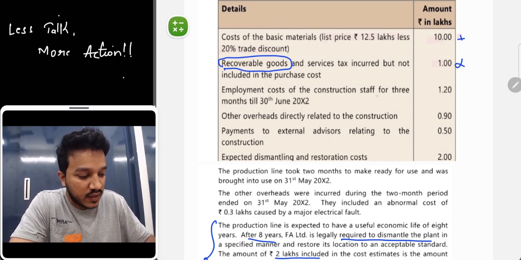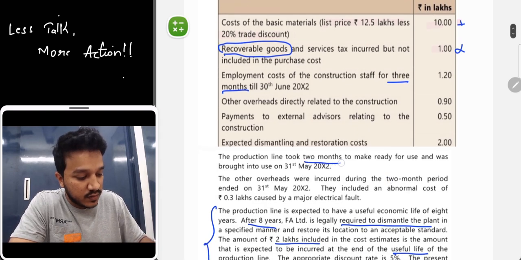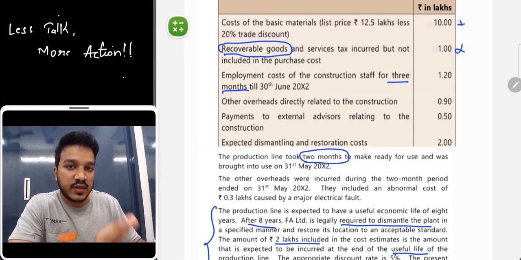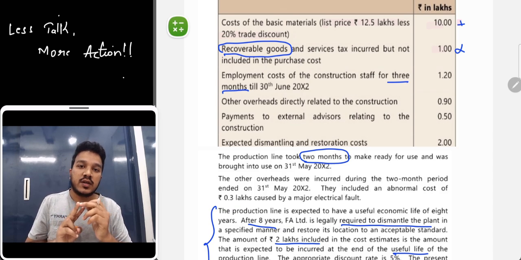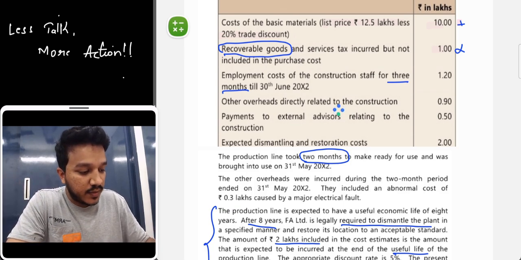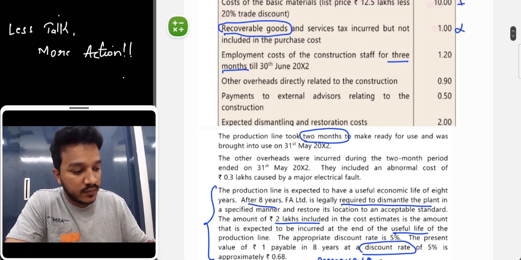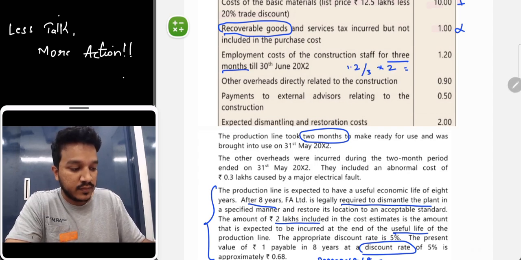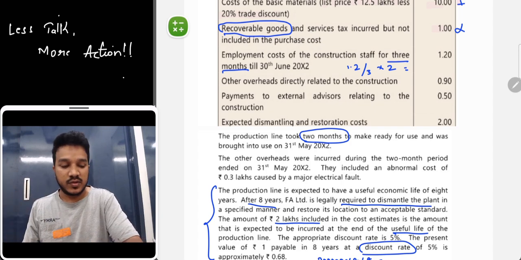Employee cost of construction for 3 months. Okay, first we will see here that the asset is completed within a period of 2 months. So whatever cost is incurred within these 2 months only, that will be capitalized. After 2 months, whatever cost is incurred will be charged to the P&L account. Perfect. So here you can see 1.2, this 1.2 will be divided by 3, and you will take it only for 2 months. Okay, so that will come up to 0.8.